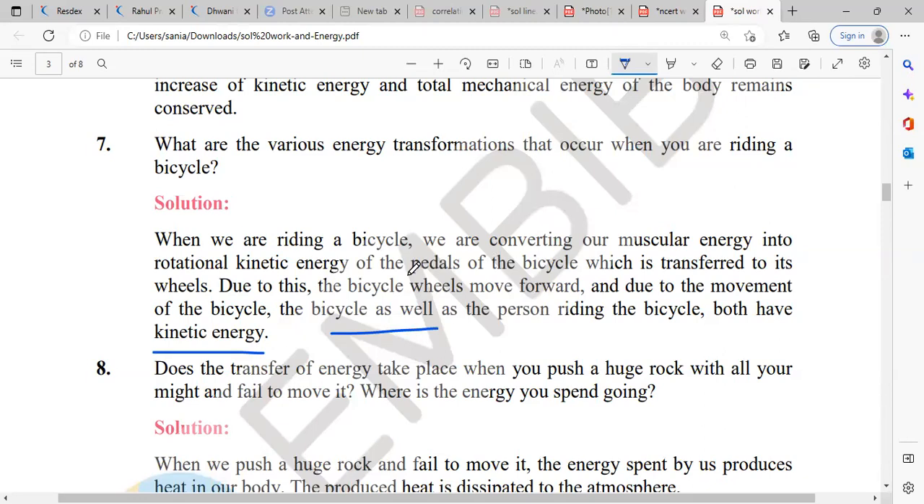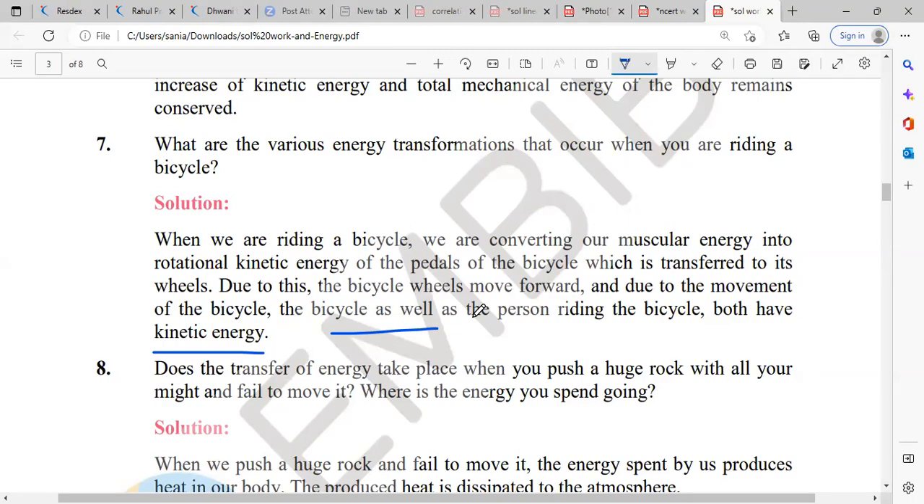So you know you are putting pressure on the pedals, right? That is creating the energy over there. And once you have the energy, you will move forward. That's why, with the bicycle, nobody is pushing you, but still you are able to move the bicycle, right? So why? Because the person riding the bicycle plus the bicycle have the kinetic energy, and it increases with increase in speed, right? So that's why the kinetic energy is increasing as the speed of the bicycle is increasing.